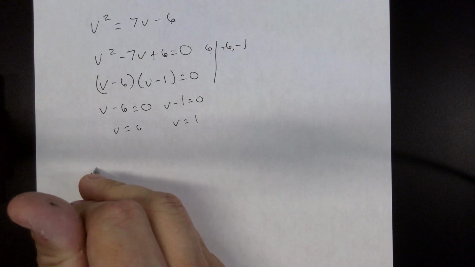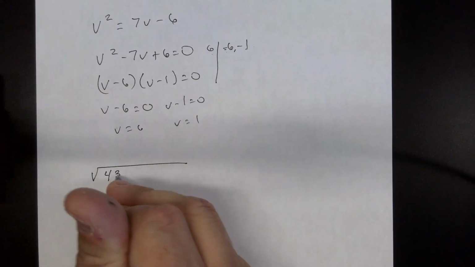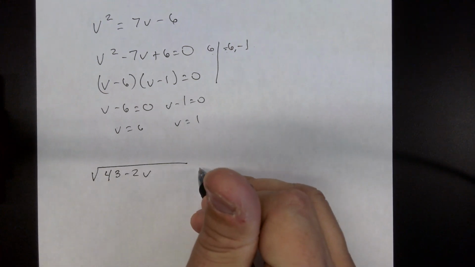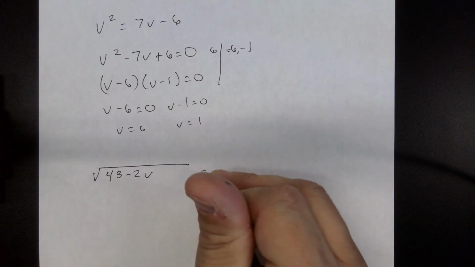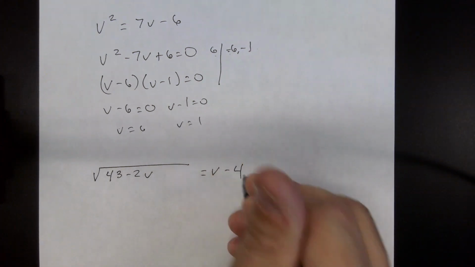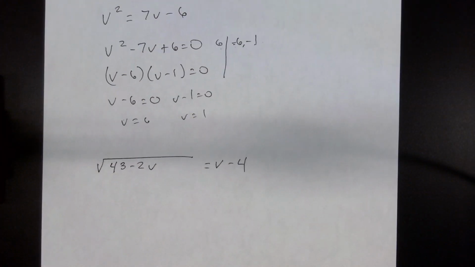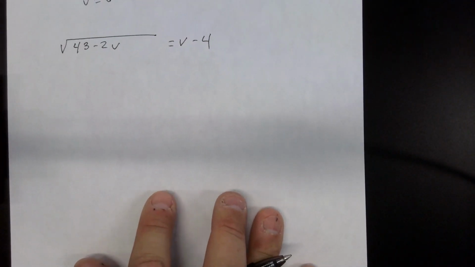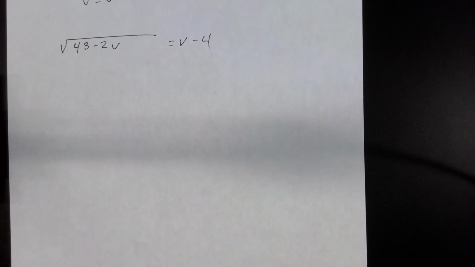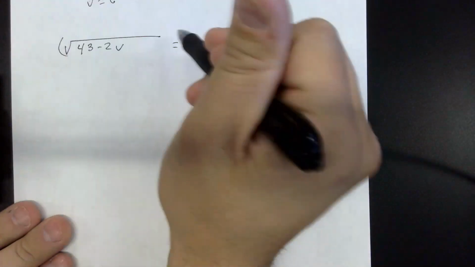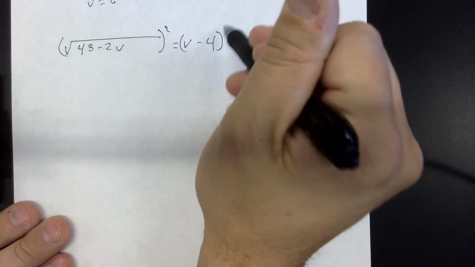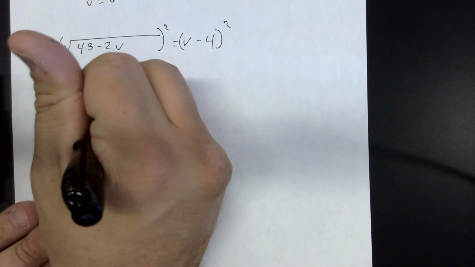Okay, but let's get a little bit tougher here. If we have a problem like this, the square root of 43 minus 2v, I don't know why I made my root so big, equals v minus 4. Okay, what do we have to do first? We got to get rid of the radical. Something happens to our right-hand side over there.